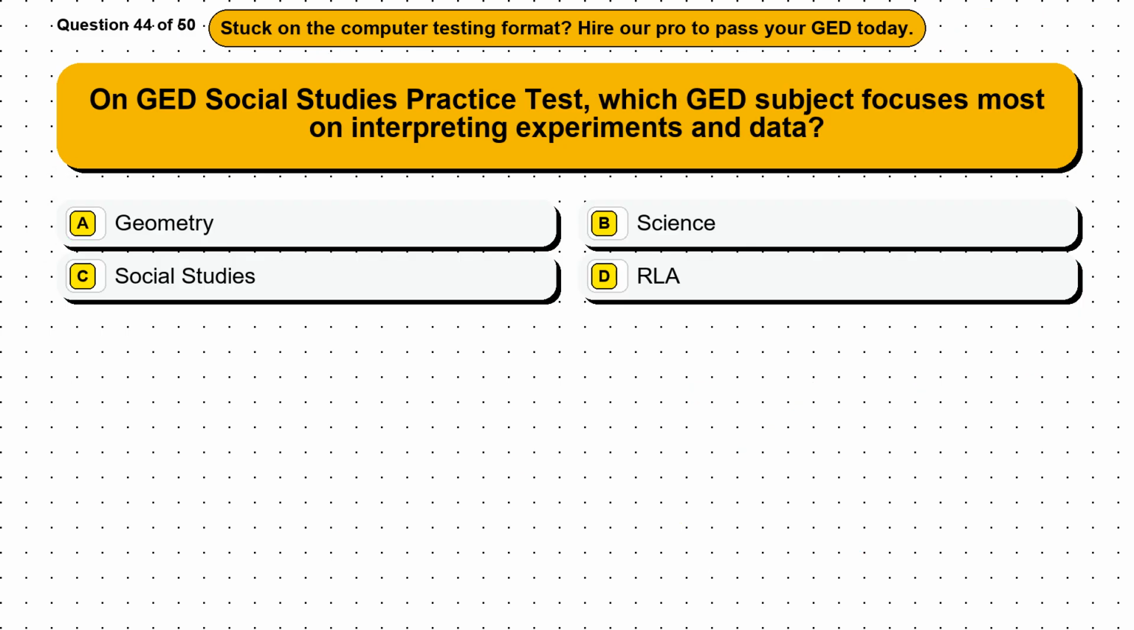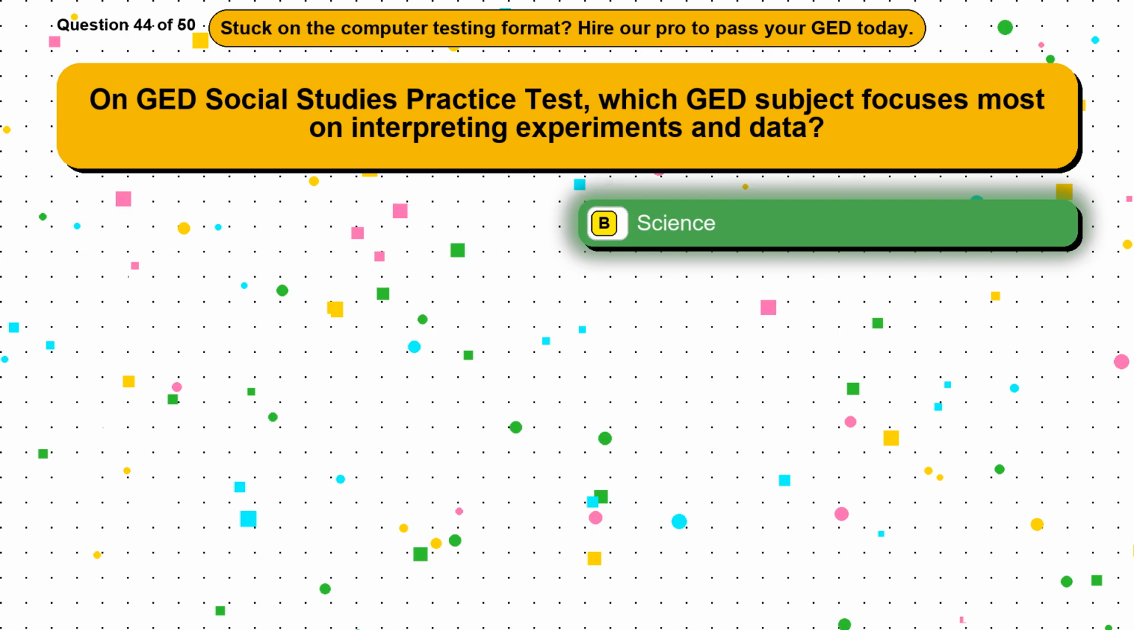Question 44. On GED Social Studies practice test, which GED subject focuses most on interpreting experiments and data? Option A, geometry. Option B, science. Option C, social studies. Option D, RLA. The correct answer is option B.